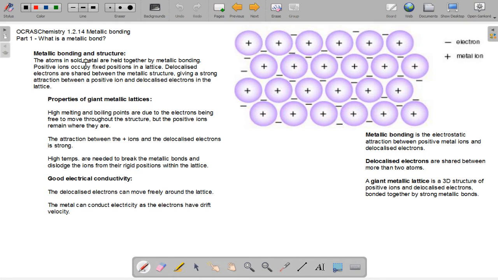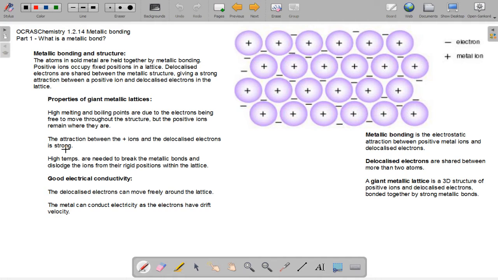The atoms in solid metal are held together by metallic bonding. Positive ions occupy fixed positions in the lattice. Delocalized electrons are shared throughout the metallic structure, giving a strong attraction between the positive ions and the delocalized electrons in the lattice. High melting and boiling points are due to the electrons being free to move throughout the structure, but the positive ions remain where they are. The attraction between the positive ions and the delocalized electrons is strong. High temperatures are needed to break the metallic bonds and dislodge the ions from their rigid positions within the lattice.